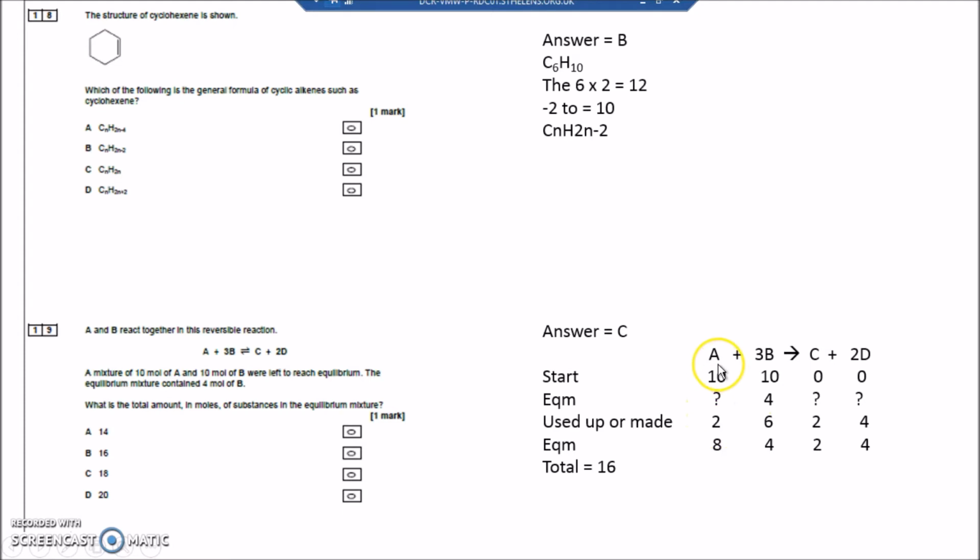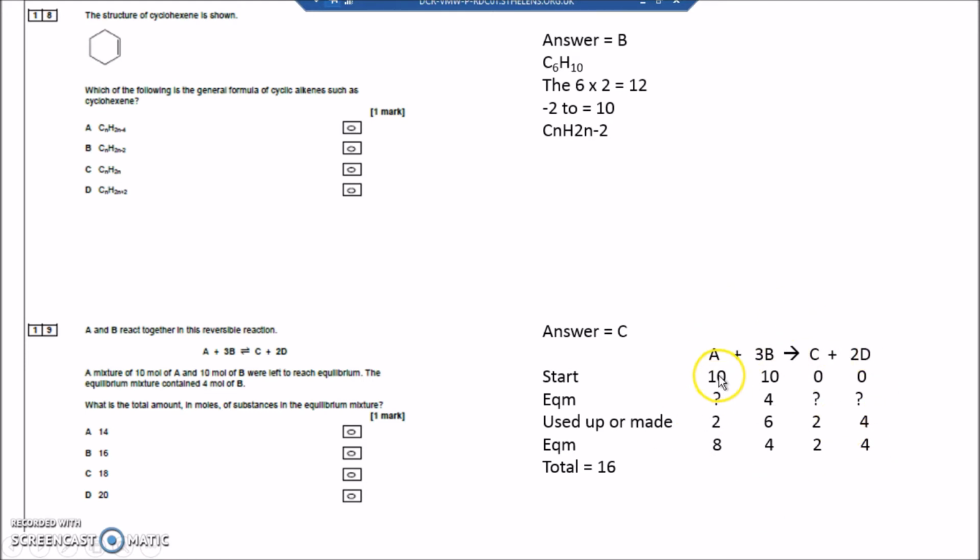must be used up. The same amount of C is made as A, so if 2 moles of A are used up, then it makes the same number of moles of C, because 1A makes 1 mole of C, so 2 moles of A would make 2 moles of C. And when 1 mole of C is made, 2 moles of D are made, so 2 moles of C would make 4 of D. So let's add it all up and see what I've got.